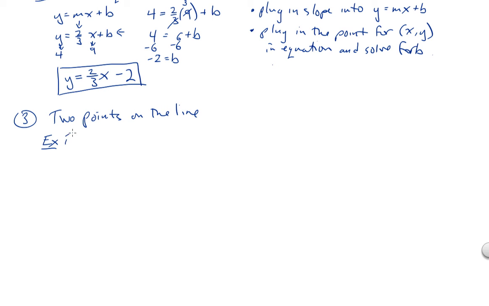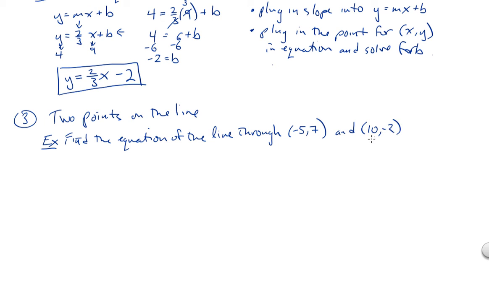Find the equation of the line through -5, 7 and 10, -2. Let's try that one. First, let's find the slope from the points. Calculate the slope from the points.